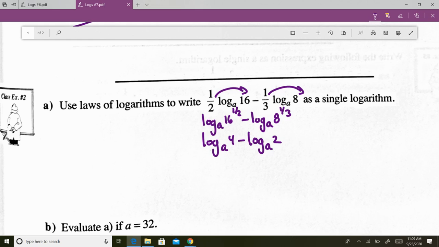Now we are subtracting, which means we are dividing. So this becomes log base a of 4/2, which is just log base a of 2. That's it. You're done. Can't do anything else. Can't simplify it anymore. Okay?